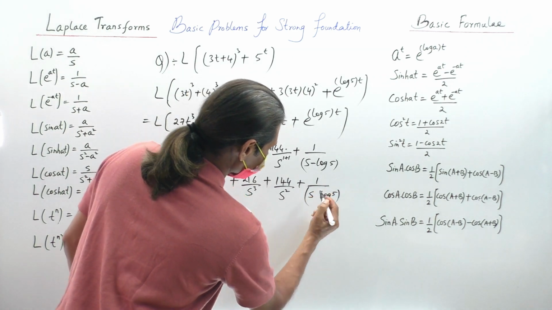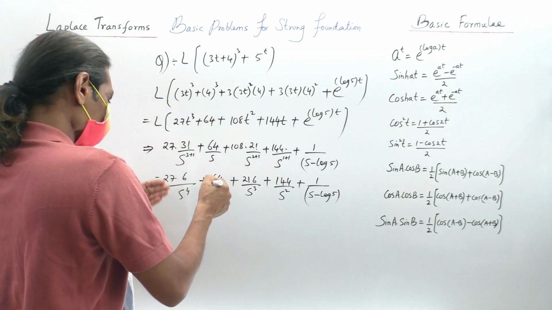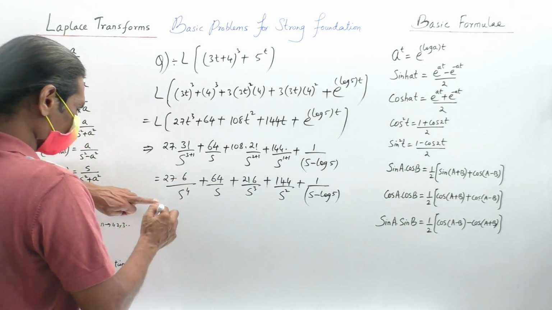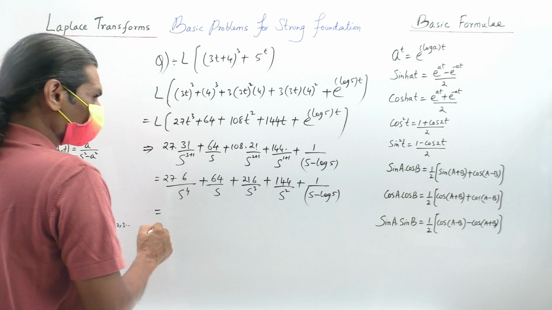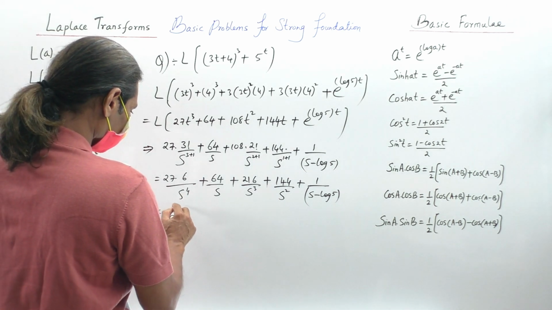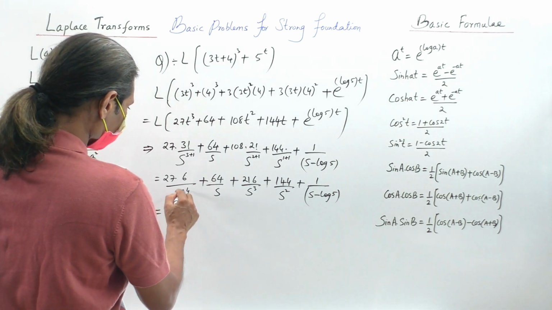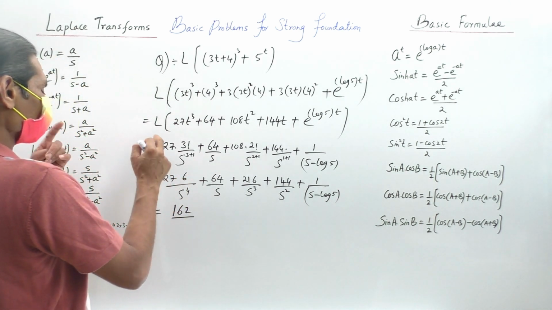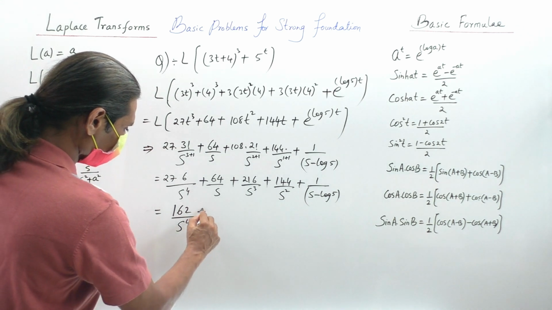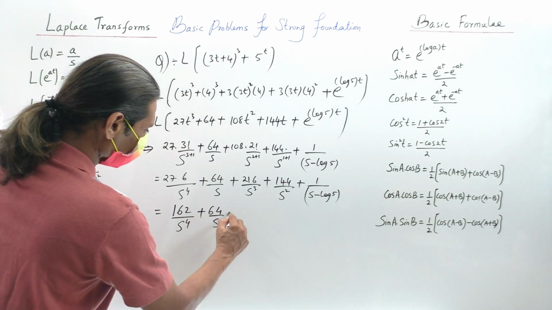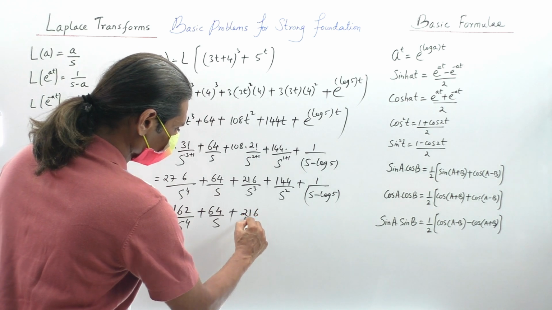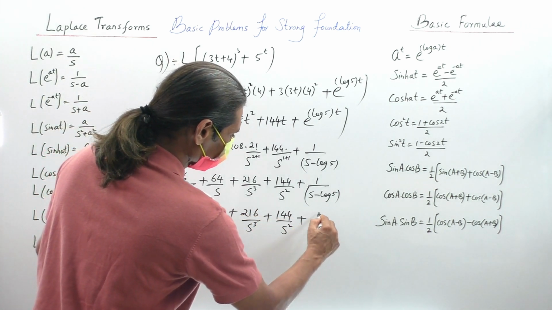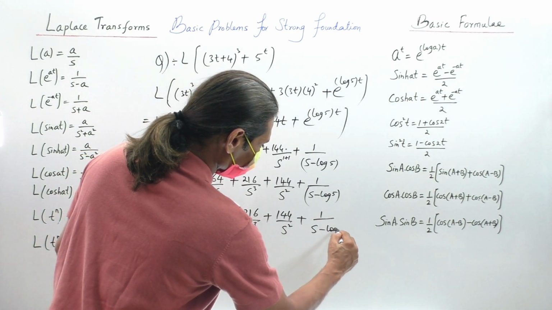So, let's write the final answer. 27 into 6 will become how much? You can use a calculator here. 27 into 6 will become 162. So the answer is 162 divided by s to the power 4, plus 64 by s, plus 216 by s cube, plus 144 by s square, plus 1 by s minus log of 5.